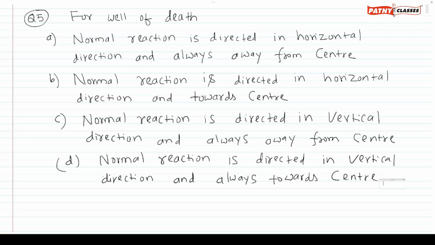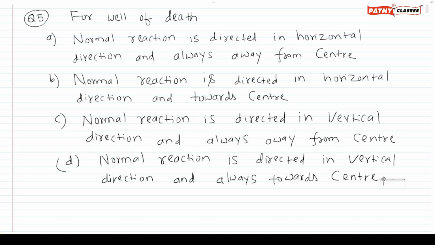Now this question is from inside the textbook. Whoever has studied the textbook lesson carefully can answer this question. What is the question? For a well of death, option A: normal reaction is directed in horizontal direction and always away from center. Option B: normal reaction is directed in horizontal direction and toward the center. Option C: normal reaction is directed in vertical direction and always away from the center. Option D: normal reaction is directed in vertical direction and always toward the center. Which option is correct? Can you guess?